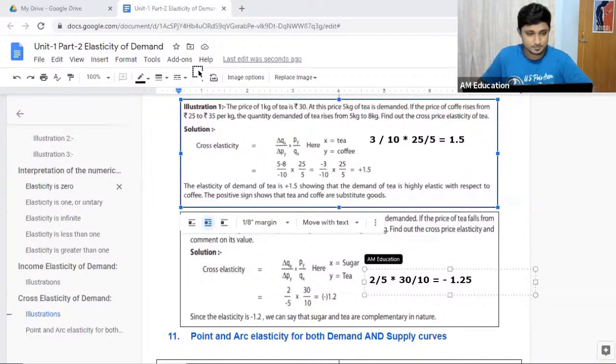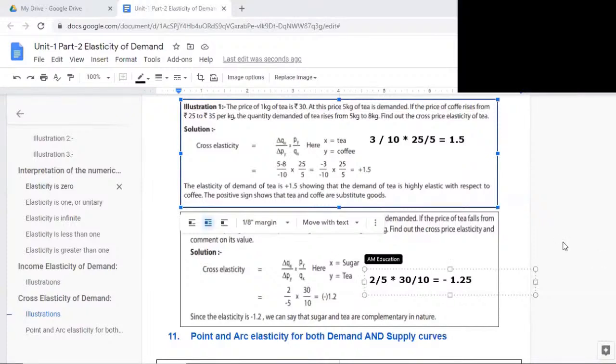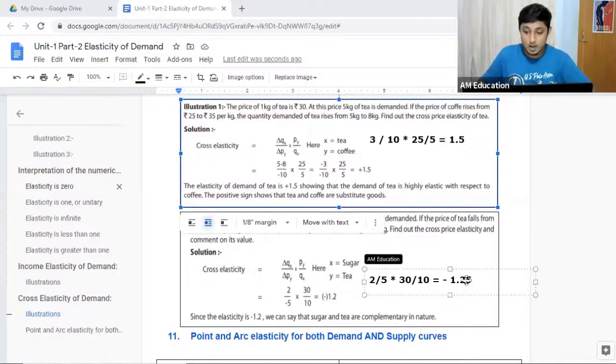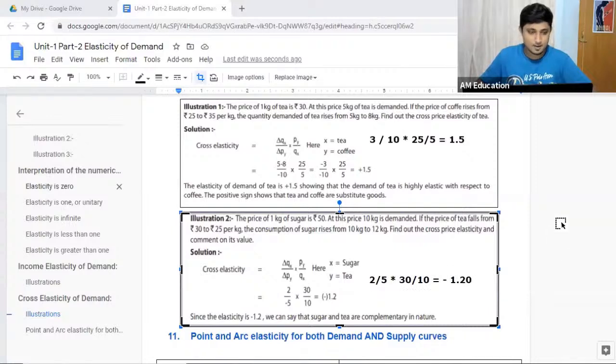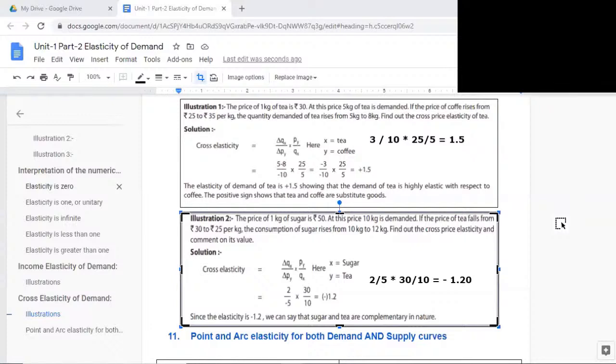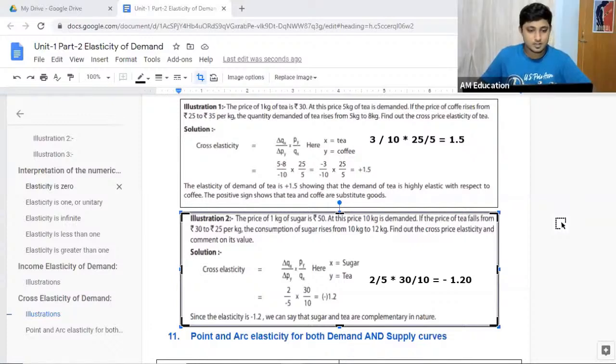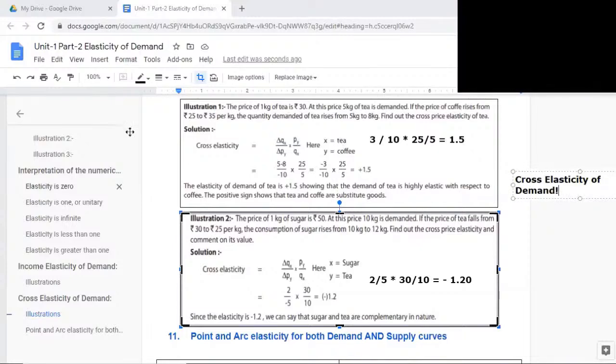Over here it is 1.2, sir. Which one? Oh yeah, second. 1.2. Clear? Yes, sir. And what is this? Cross elasticity of demand, isn't it? Yes, sir.